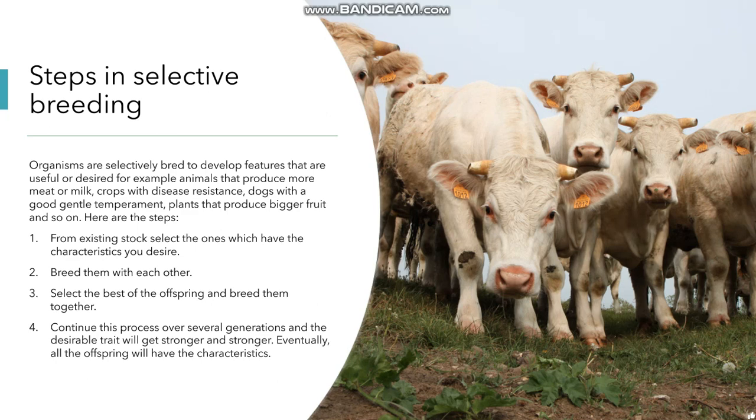Here are the steps. Number 1. From existing stock, select the ones that have the best characteristics and the characteristics that you desire. Number 2. Breed them with each other. 3. Select the best of the offspring and breed them together. Number 4. Continue this process over several generations and the desirable trait will get stronger and stronger. Eventually all the offspring will have the characteristics.